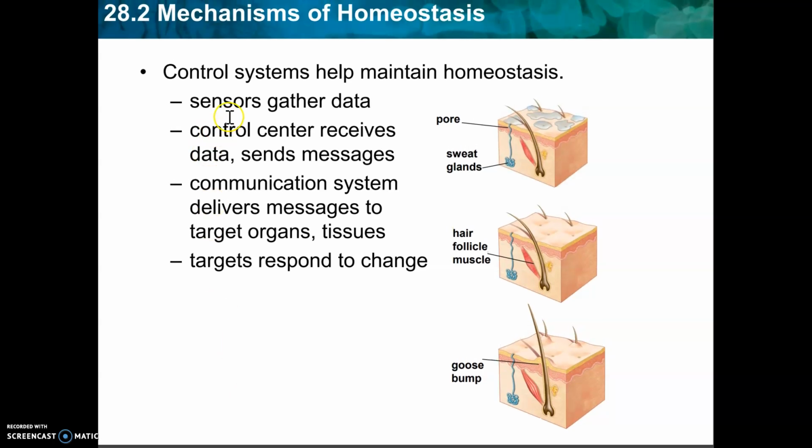Well, sensors gather data at the surface of our skin. They send that data to the control center, right? Using our nervous system all the way up to our brains. Next, that communication system is going to deliver messages back out to the target organs, in this case, the skin. And finally, targets respond to change. In this case, the hair follicle muscle is going to become erect. The hair is going to stand on end.